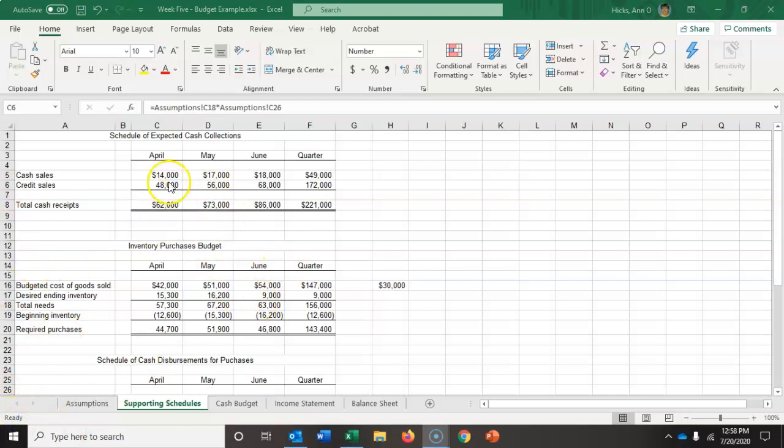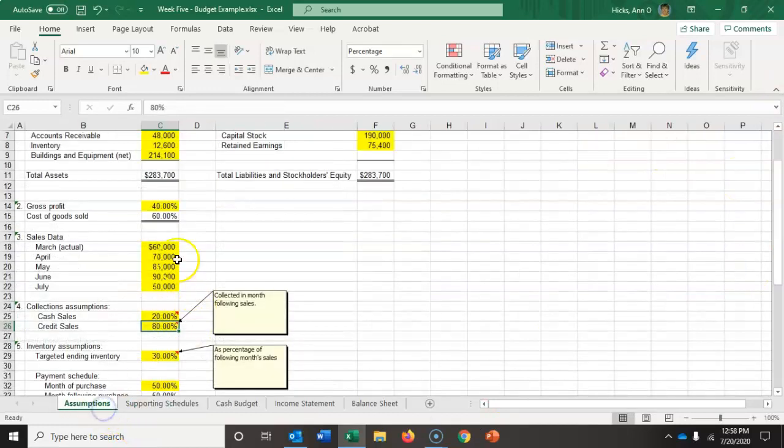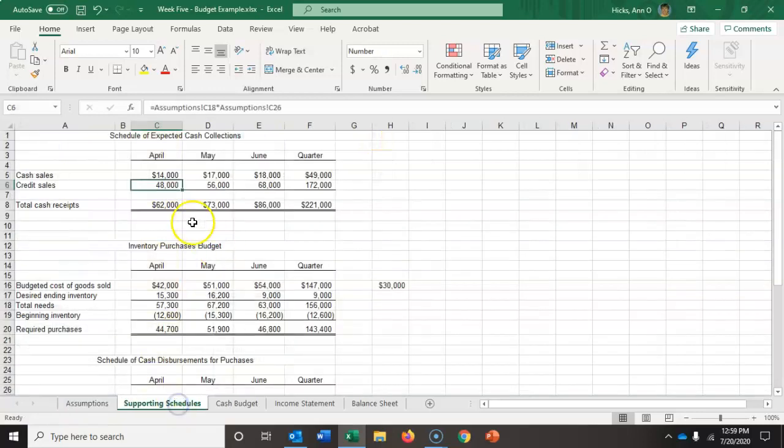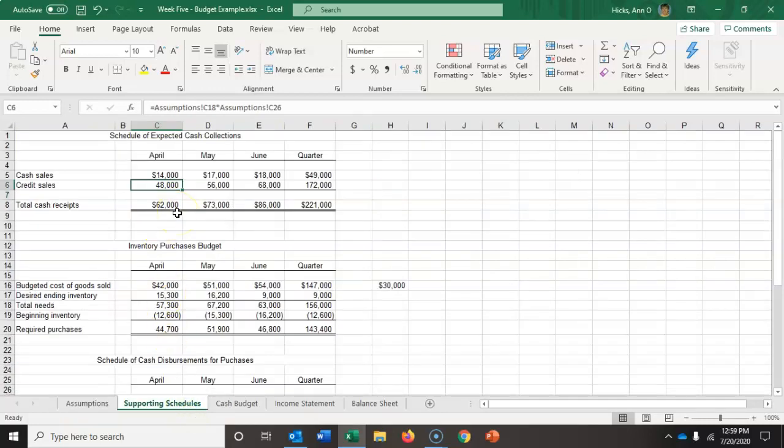There are a couple of ways we can get at this number. One is we can take March sales, which were given, times the 80%, and that gives us 48,000. However, you can also look at our balance sheet from March 31st, and you'll see 48,000 in accounts receivable. If we're assuming in this example that everything that is sold on credit will be collected the following month, then we can basically assume that the accounts receivable at the end of one month becomes our collections during the next month.